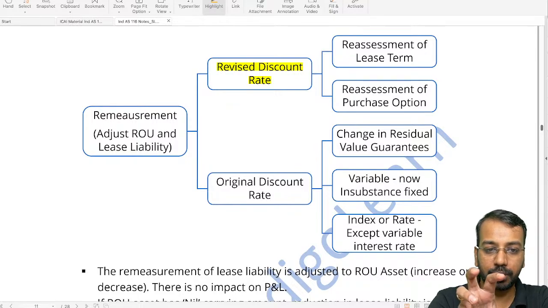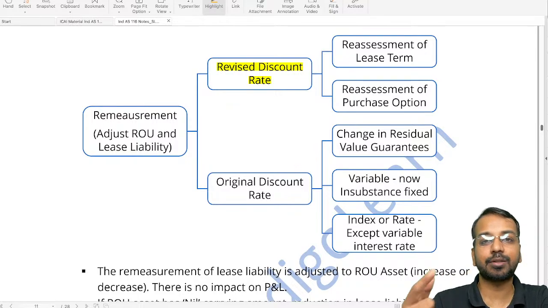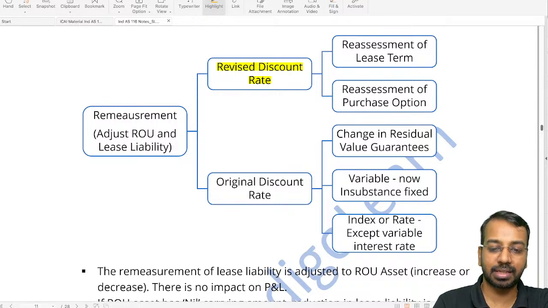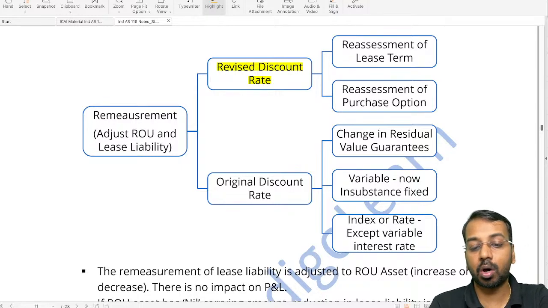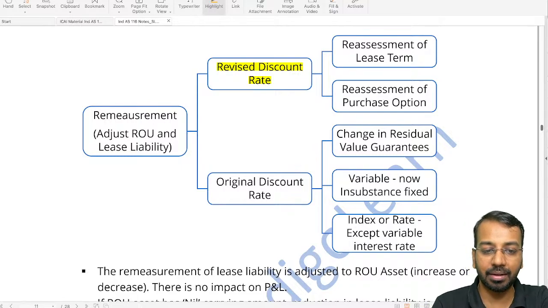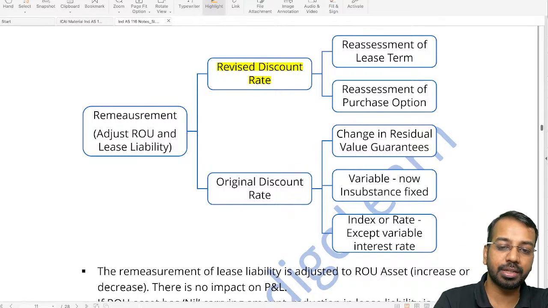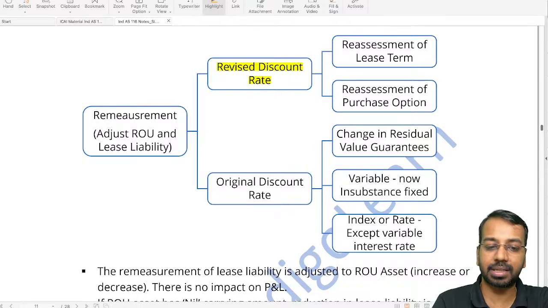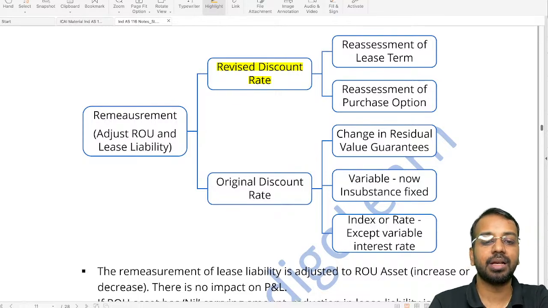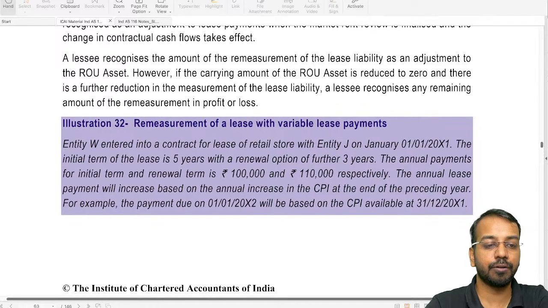So in two cases, reassessment of lease term and reassessment of purchase option, you will use the revised discount rate. If it is index or rate based, then we'll use the original discount rate. If variable becomes fixed, original discount rate. Change in residual value guarantees, original discount rate. Right. Now let's have a look at this question.